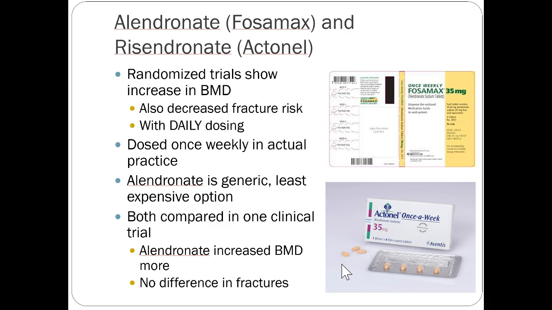Alendronate and I think risedronate is also now recently generic. I can't remember. Actonel was brand for quite a bit longer than Fosamax was. But anyway, the point is you have generic, inexpensive options. Alendronate specifically is by far going to be the most common one you see out of all these. Both were compared in one clinical trial and showed that alendronate increased bone mineral density more than risedronate. However, when it came down to actual clinical outcomes with reduction in fracture rates, they were both equal.